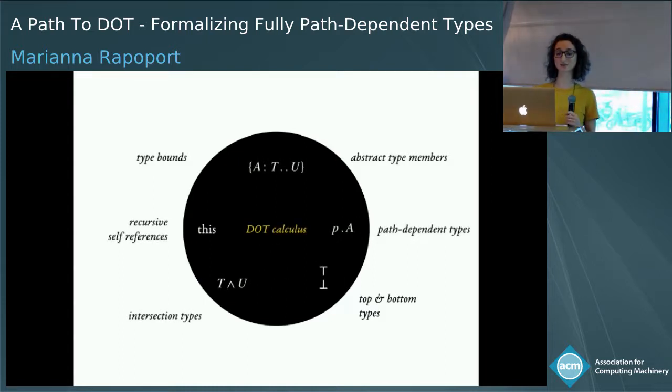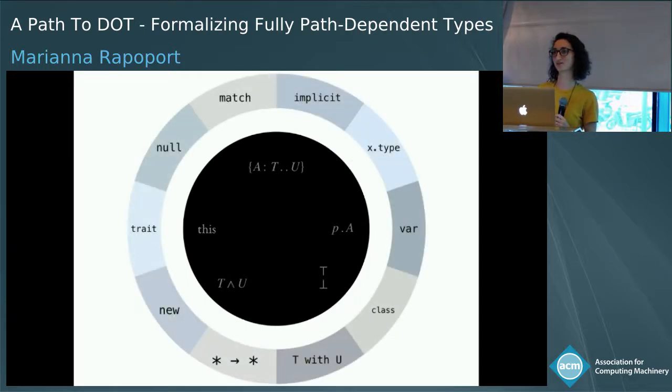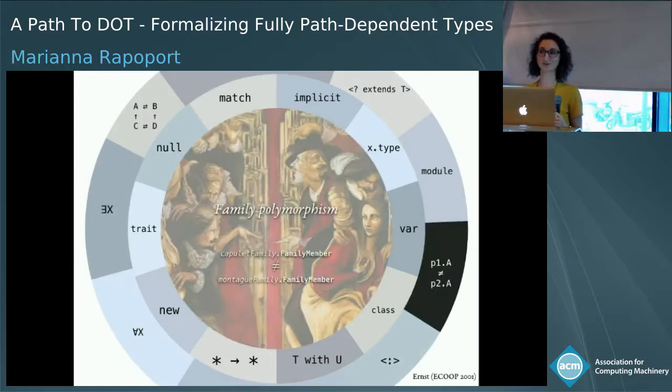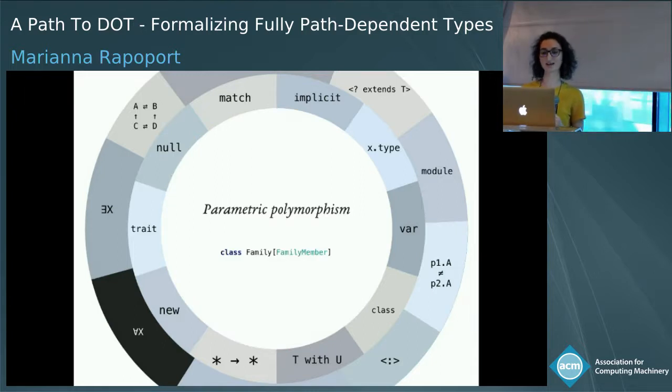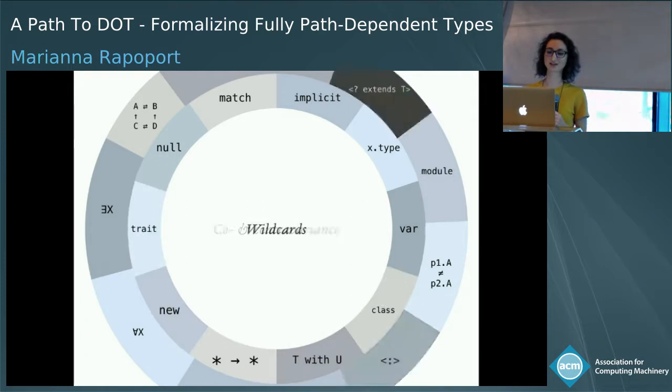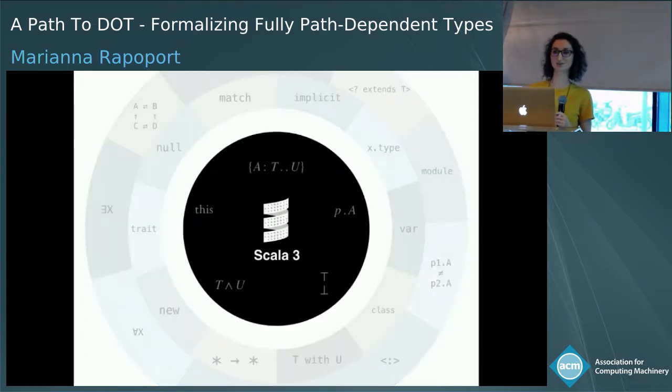Together, this small number of features yields a surprisingly expressive type system that allows us to model not just Scala, but a lot of important concepts in other programming languages. For example, family polymorphism, which we just saw, but also parametric polymorphism and a number of other features from Scala and other languages. Additionally, DOT also serves as the theoretical foundation for the next version of Scala.